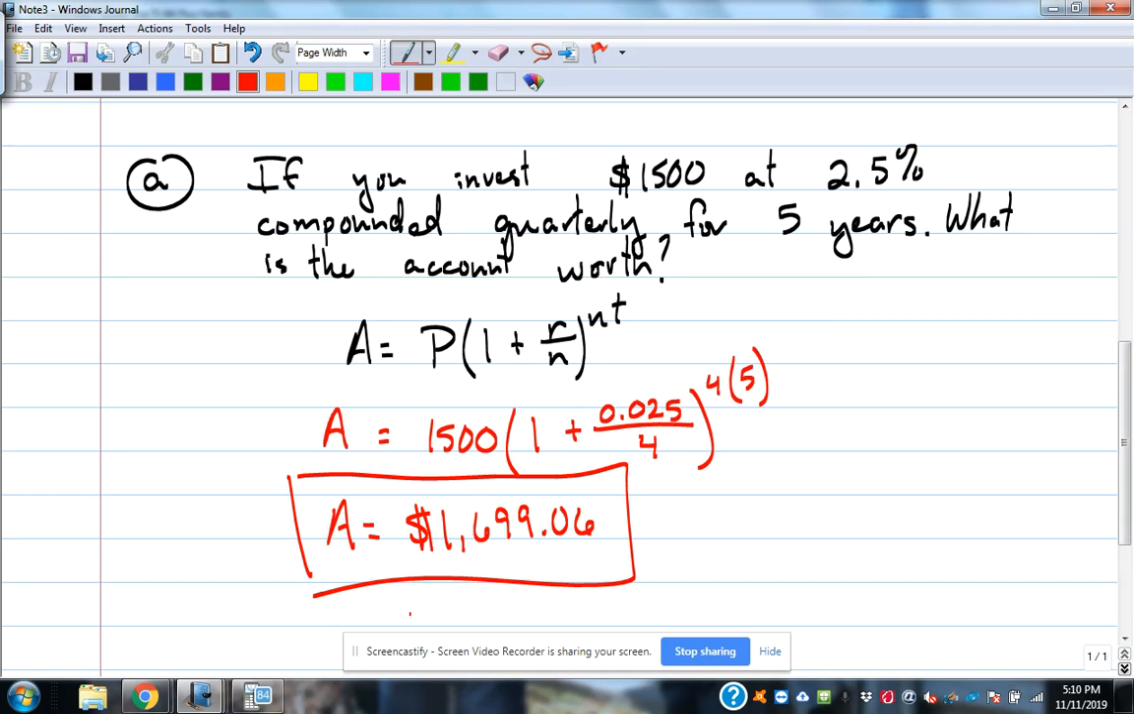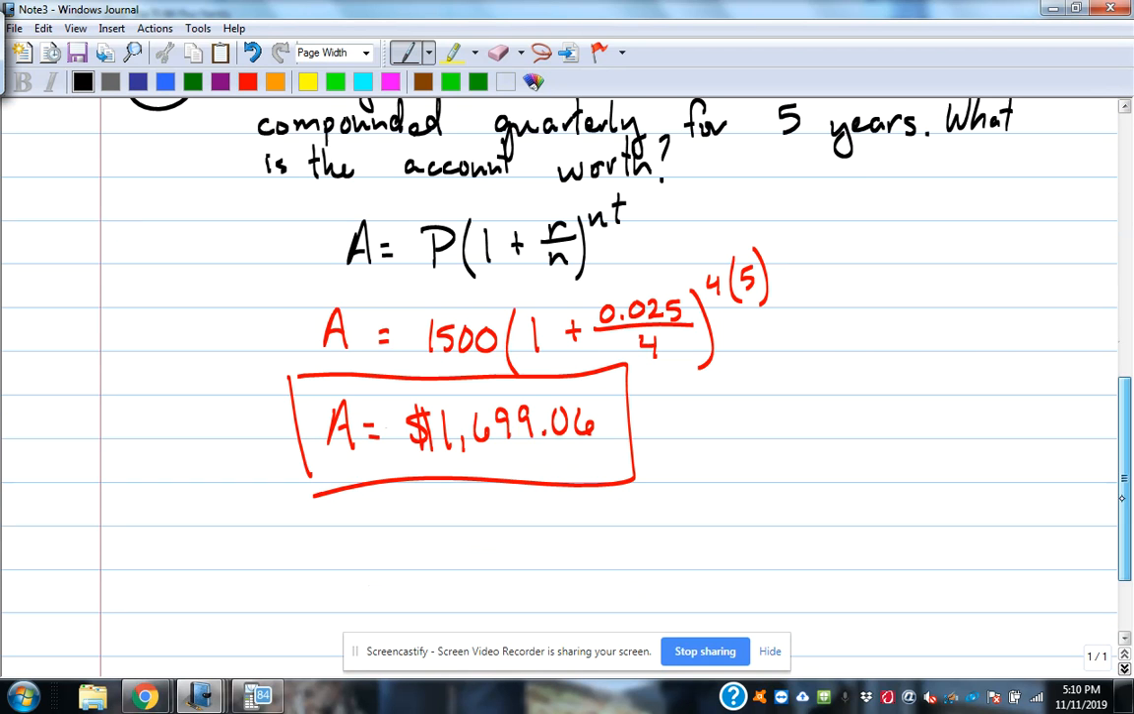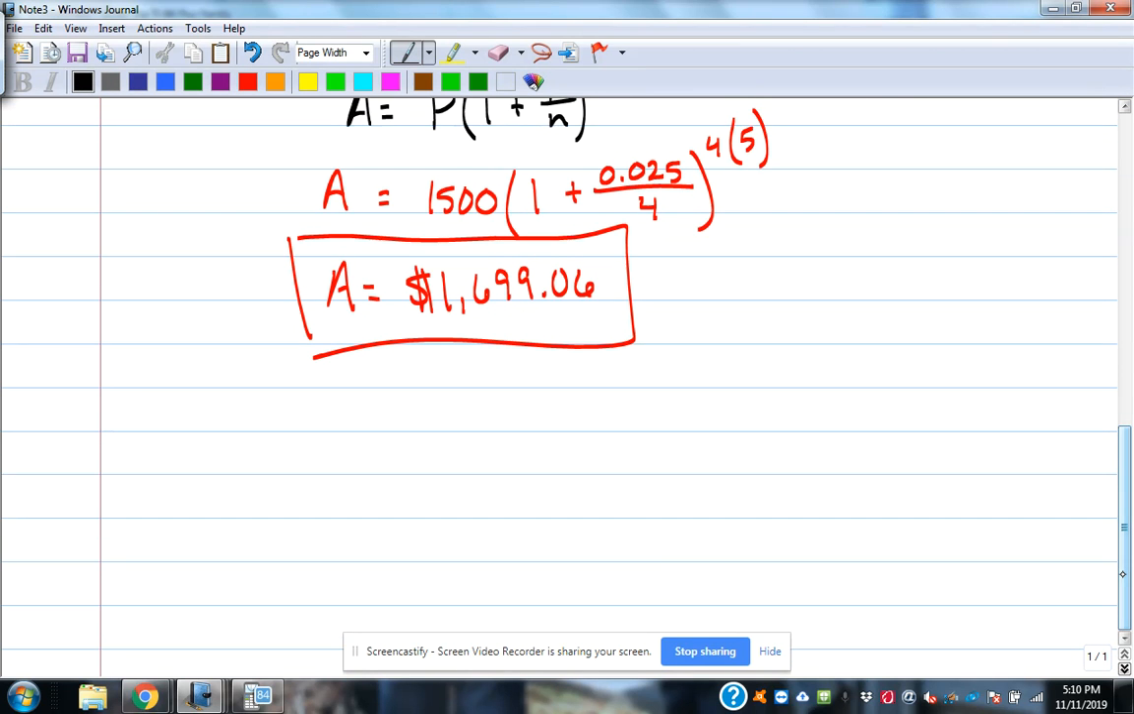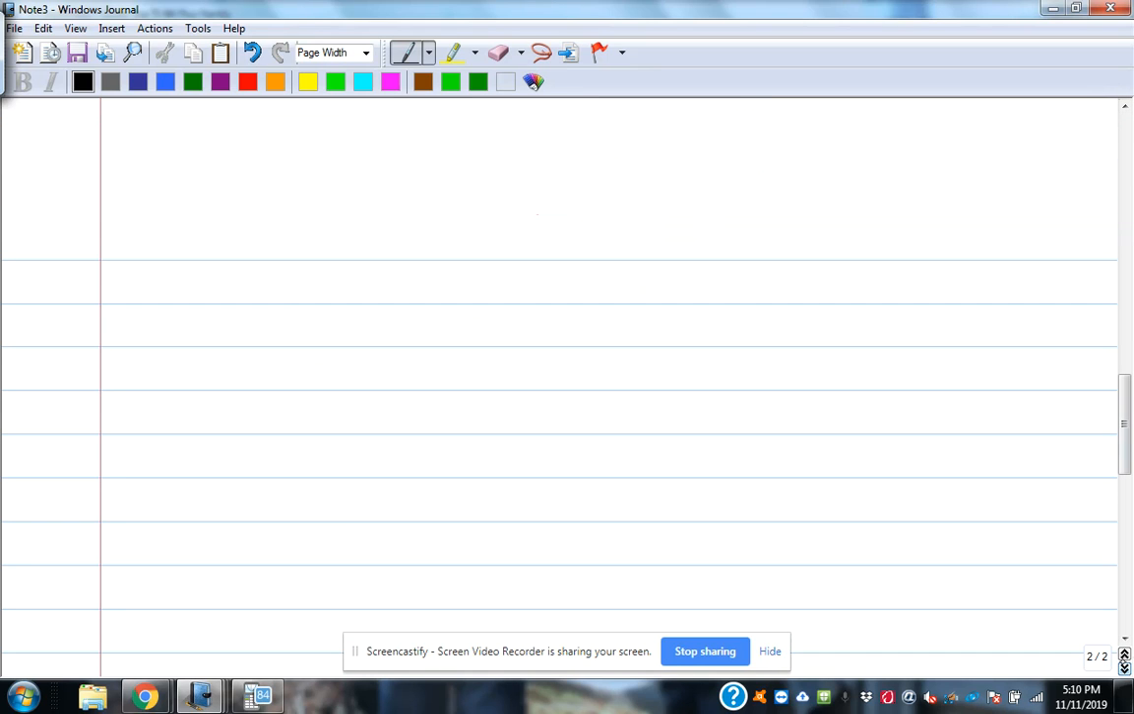So in 5 years, we gained almost $200 without doing anything. Hopefully, we could put some more money into that account and draw some more interest out of that. But that's the way of doing that. So that was a straightforward work out what the account is worth kind of problem. Let's get to one that's more college algebra speed.